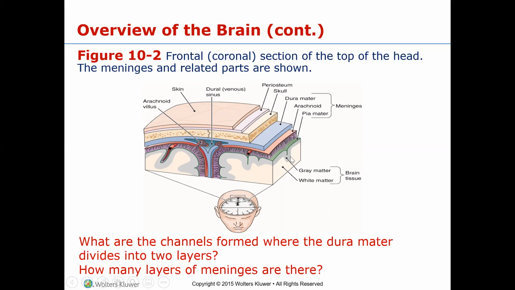Then on the outside of our cerebral hemisphere, we have gray matter. And then inferior to that, in the interior of the brain, we have white matter. So the brain tissue is covered by both gray matter on the outside and white matter on the inside. So we have 3 layers there.